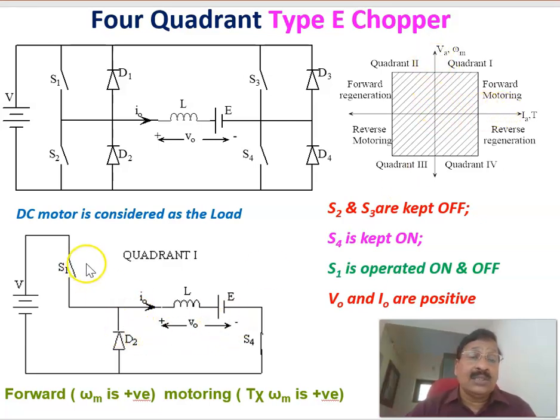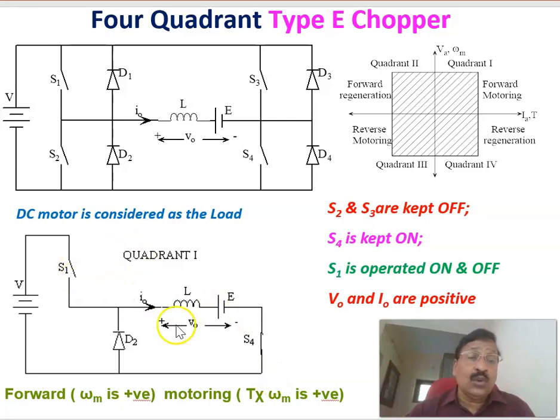Now see the current also. When switch S1 is on, the current flows from the source like this. The positive voltage is taken as plus here and minus here. Similarly, the current in this direction is taken as the positive current. For the armature of the DC motor, this is A and this is A. When current enters A, it is taken as a positive current. Therefore, when switch S1 is closed, the current is positive.